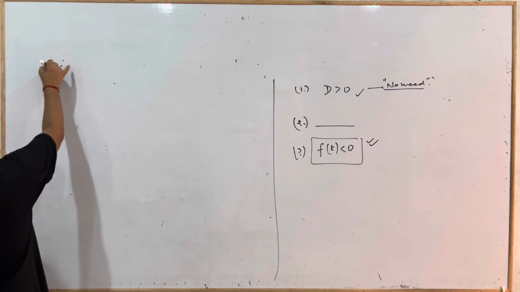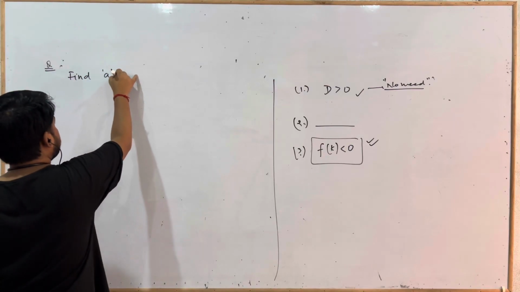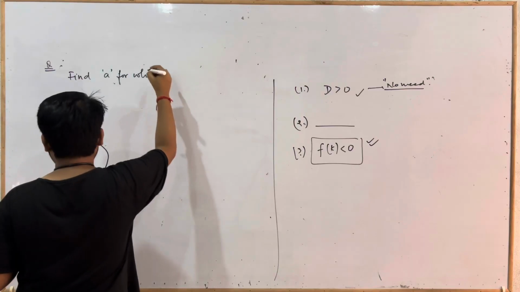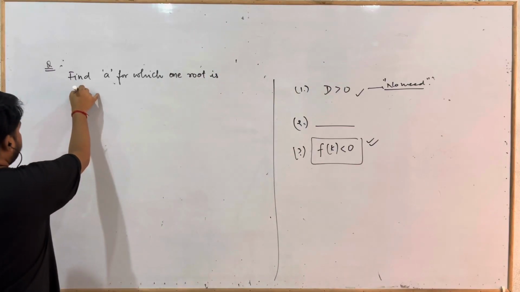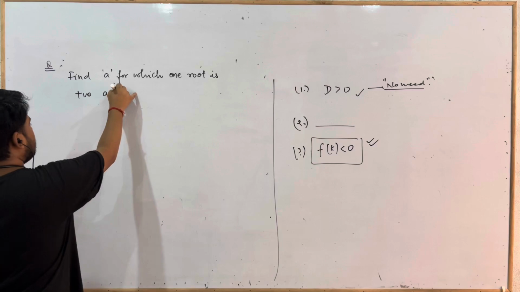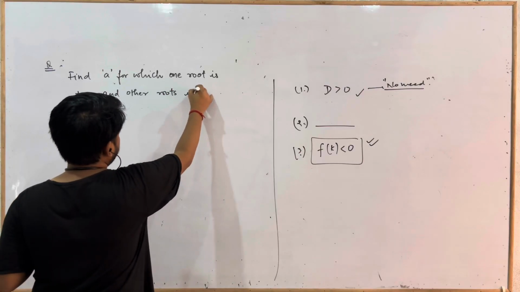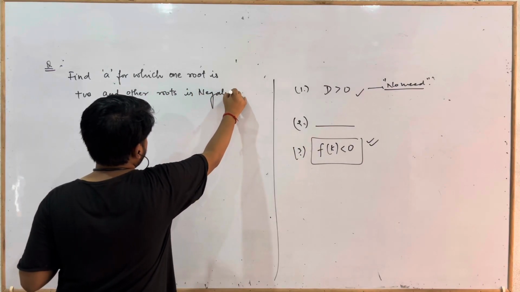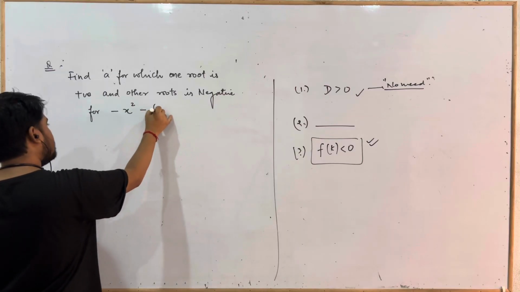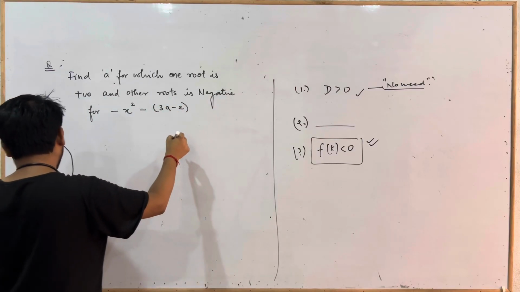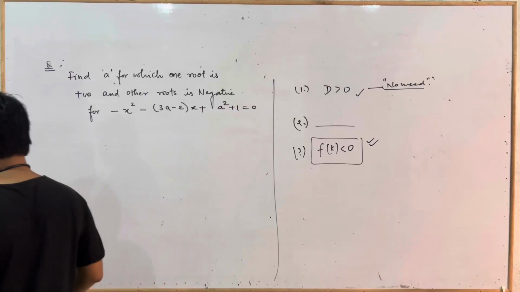So the question is: find a for which one root is positive and the other root is negative for minus x square minus (3a minus 2) into x plus a square plus 1 equal to 0. This is our question, right?